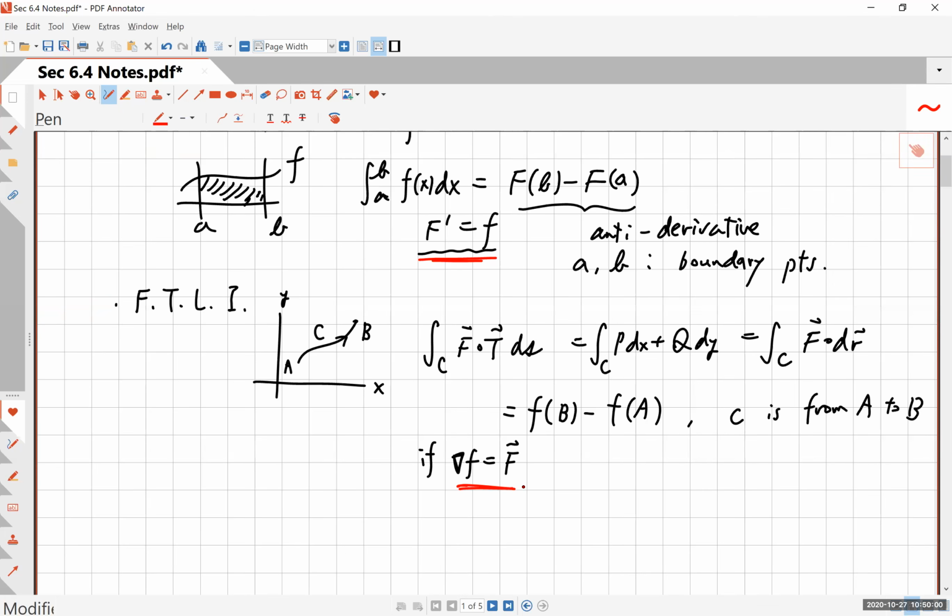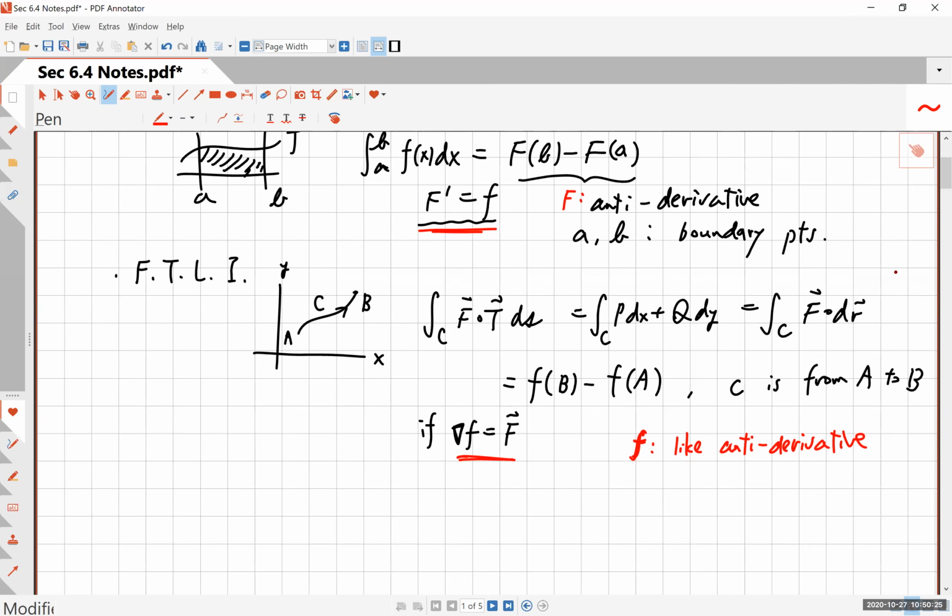But the thing I want you to remember is that over here, the capital F is something you have to come up with. You have to find the antiderivative. Over here, you have to find the potential function. I wouldn't call this exactly the antiderivative, but it's like the antiderivative because the gradient of lowercase f is the capital F. All right, and a and b are boundary points.